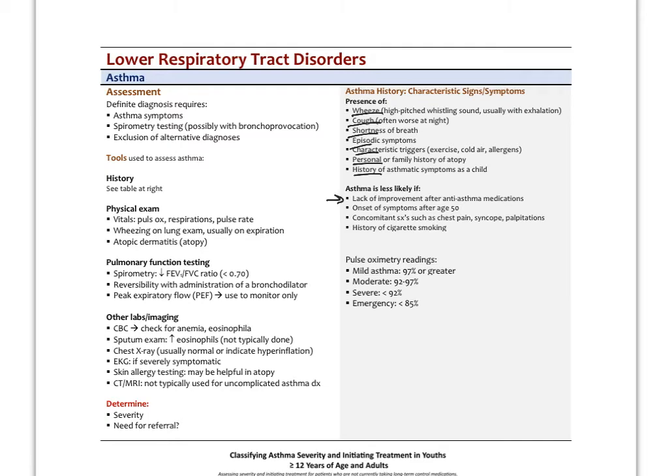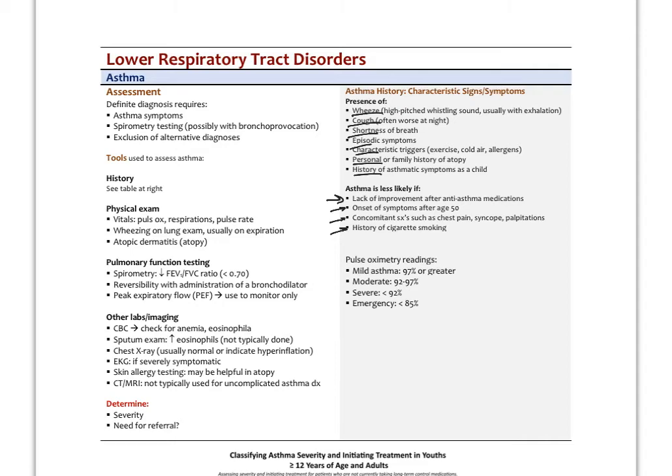In those patients, I start thinking about chronic bronchitis and not asthma, because in chronic bronchitis, technically it's not reversible with those medications. Onset of symptoms after the age of 50, concomitant symptoms like chest pain, syncope, palpitations, or history of cigarette smoking. We're going to do a deeper assessment and think this is probably not asthma. This could be COPD. This could be a lung cancer or something like that.